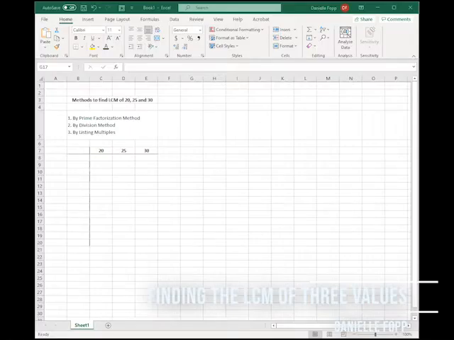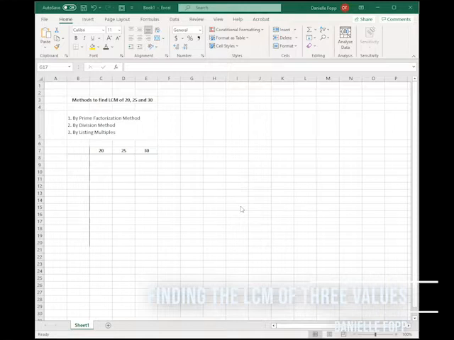Hello, everybody. My name is Danielle, and today we will be going through how to calculate the lowest common multiple, or LCM, of three values. For today's activity, we have 20, 25, and 30.